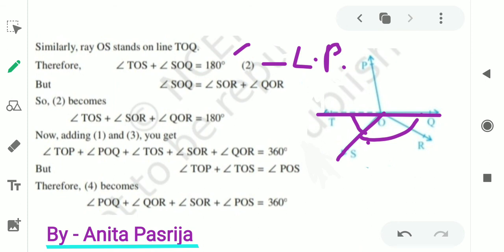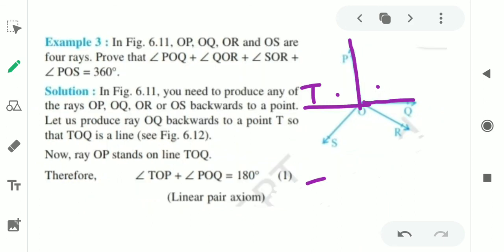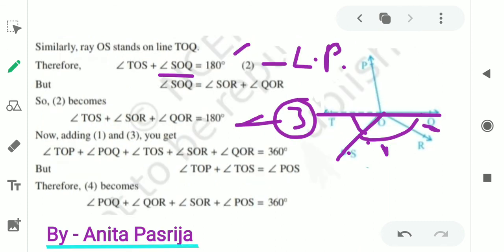Now SOQ is the sum of these two angles. So in place of SOQ we can write SOR plus ROQ. We will get angle TOS plus angle SOR plus angle QOR equals 180 degrees. This is our equation number 3. Now, we have equation number 1 and equation number 3. We are going to add these two equations and we will get angle TOP plus angle POQ plus angle TOS plus angle SOR plus angle QOR equals 360 degrees.